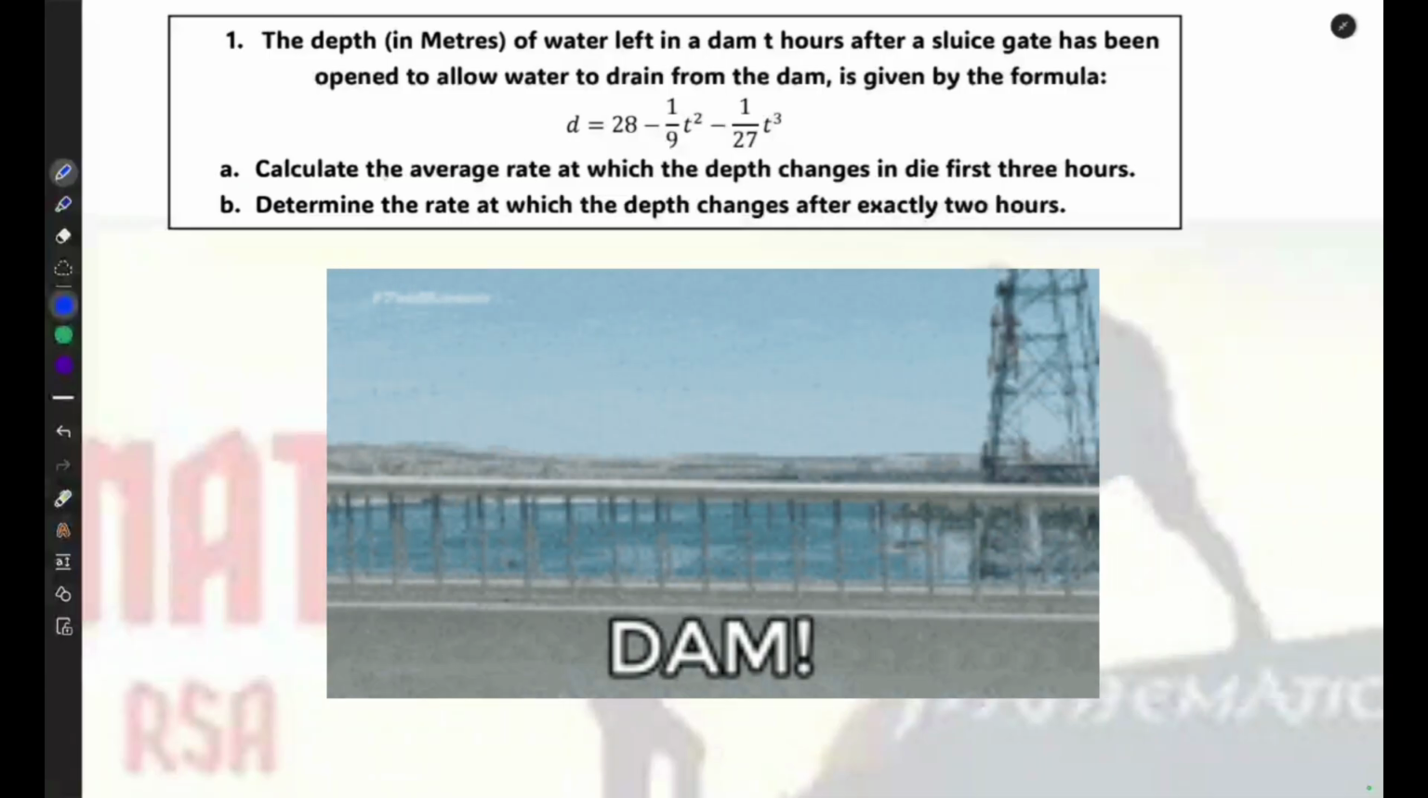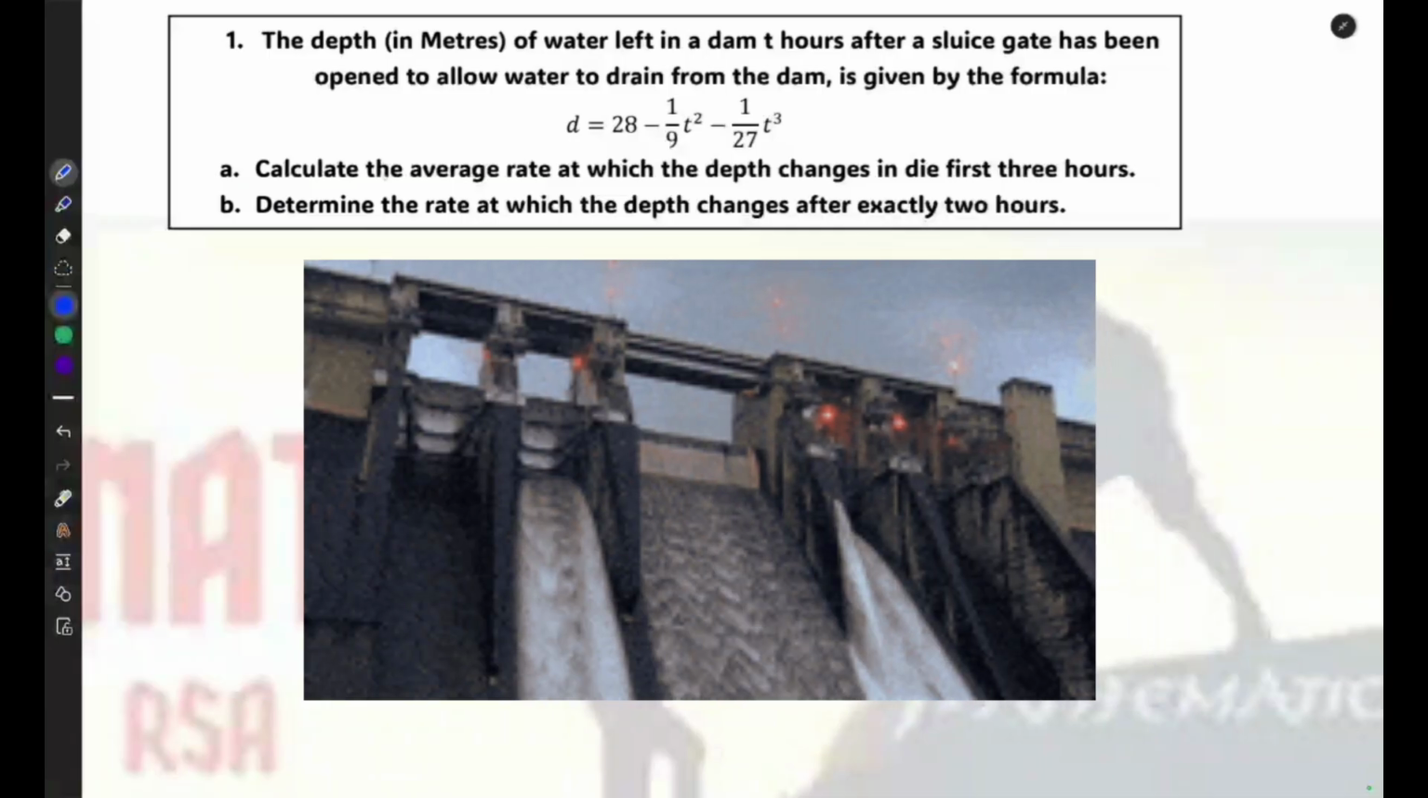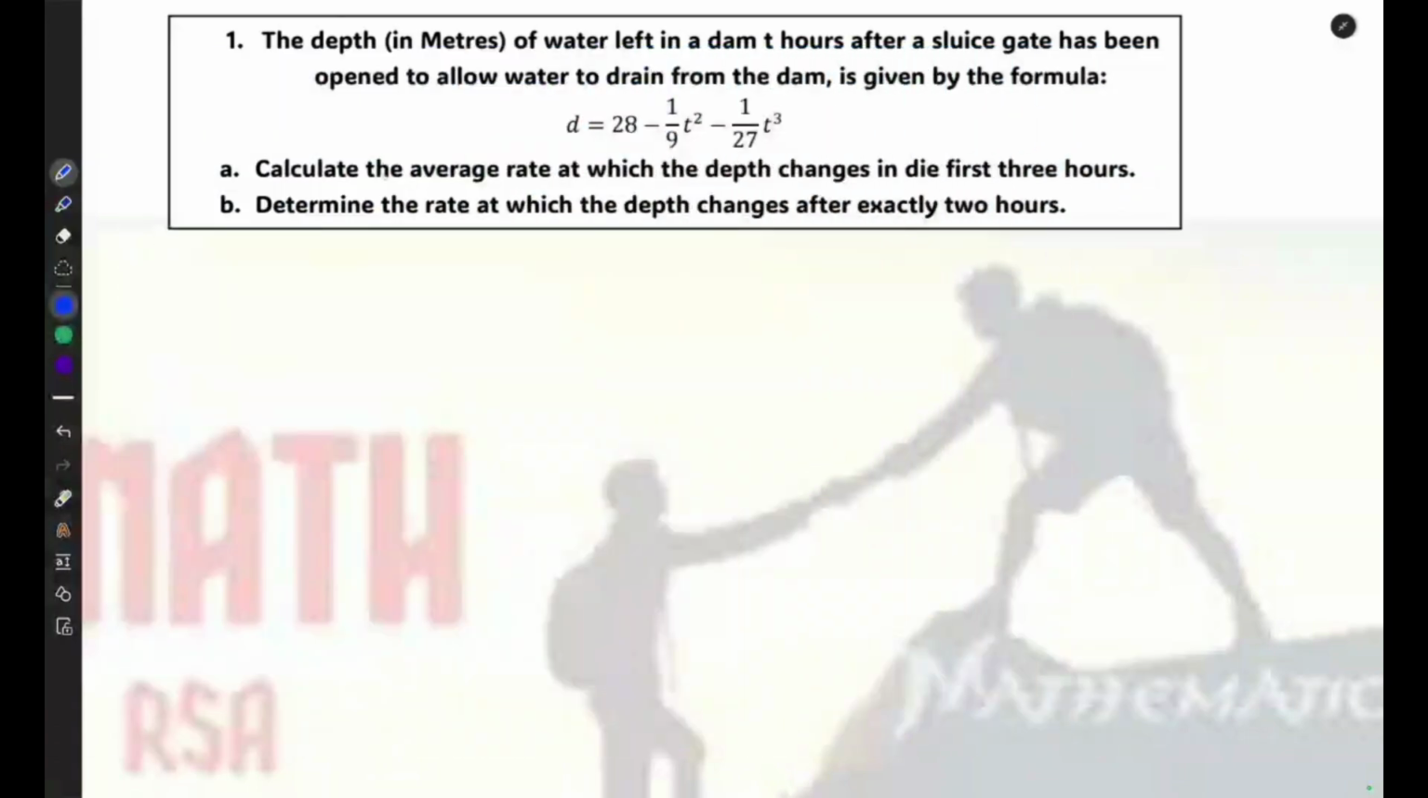Question A, you can read the story up there. It's about a dam, and then they're opening the floodgates, and then they give you a formula. Question A. Calculate the average rate at which the depth changes in the first 3 hours. So remember again that word average. So I'm going to use m is equal to y2 minus y1 over x2 minus x1. In order to do that, I need two coordinates.